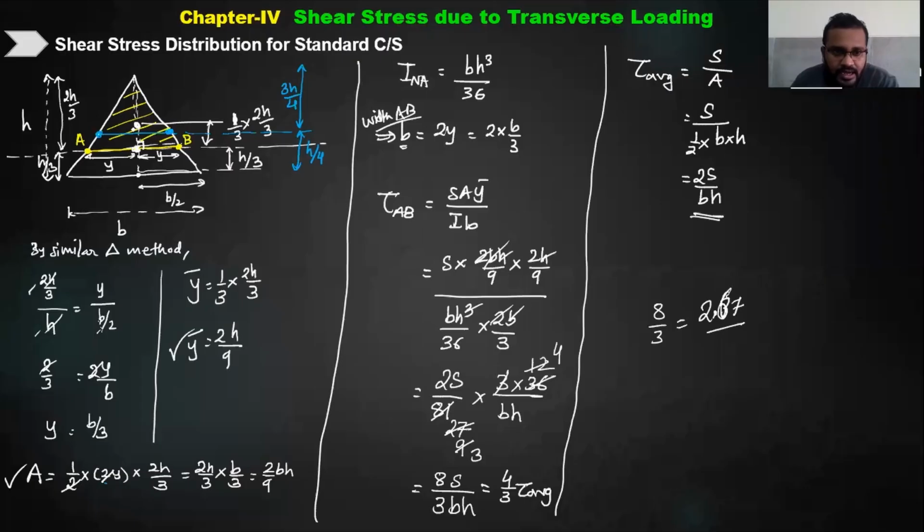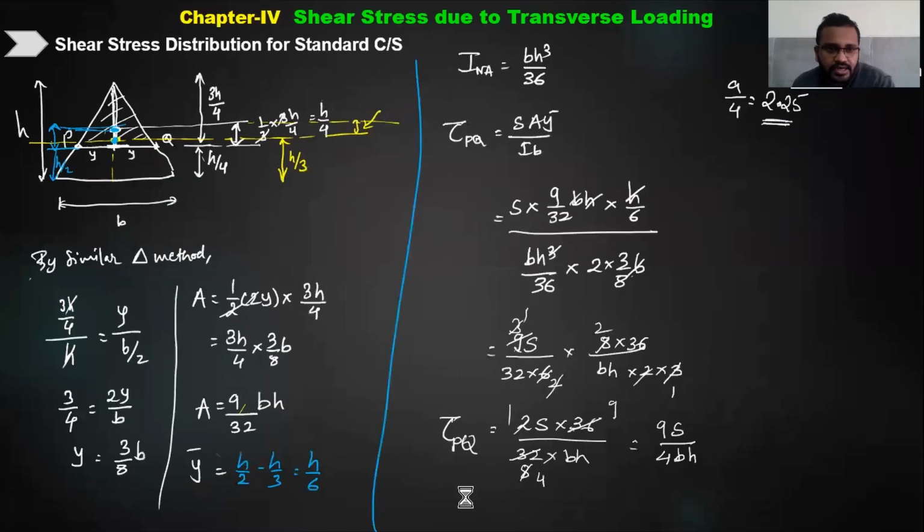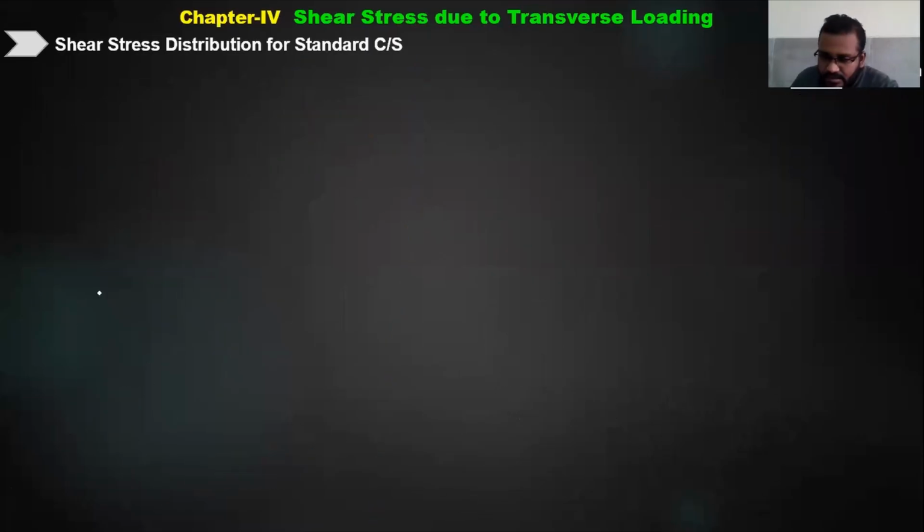If I take the layer at the neutral axis, then at the neutral axis the value is 2. You can see this is the value at the neutral axis, 8s by 3bh, but we are not sure whether it is going to be maximum or not. How to calculate the maximum shear stress value in a triangular section? So that is what we are going to do, and that will be somewhat of a revision of what we have done for the triangular section. Okay, so let us start.